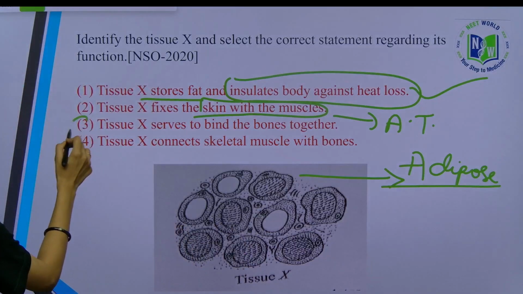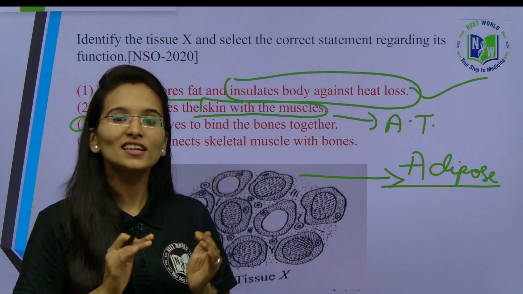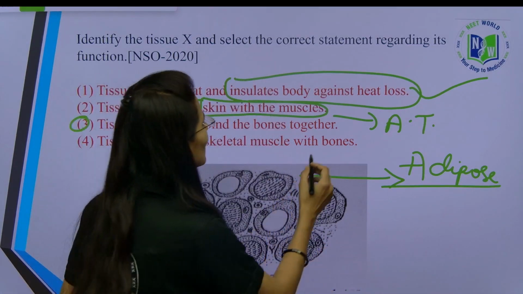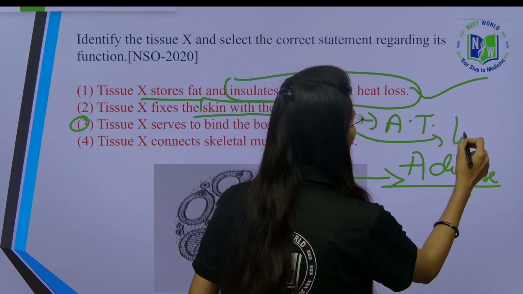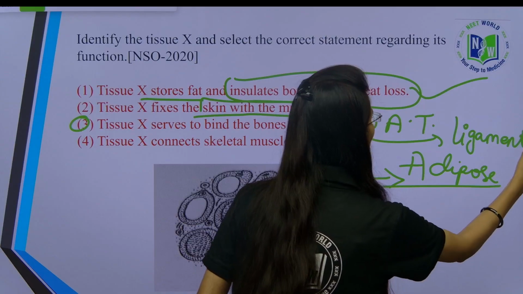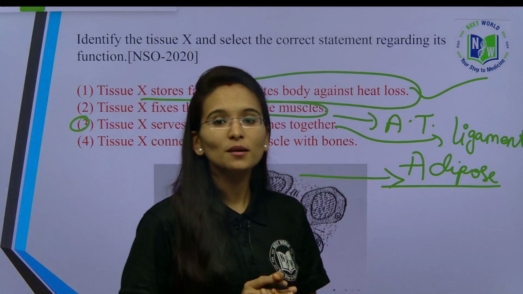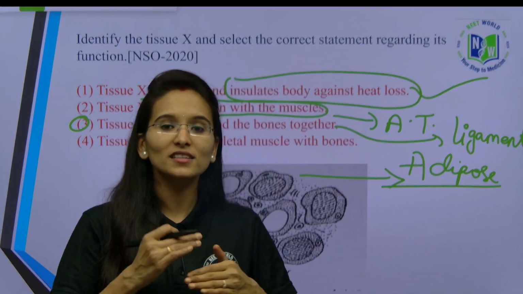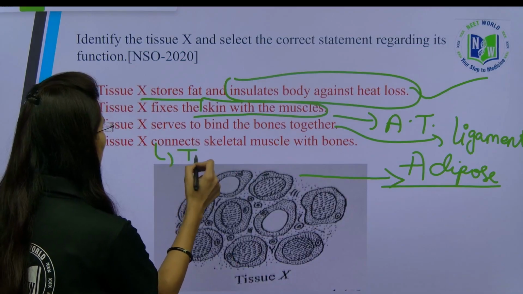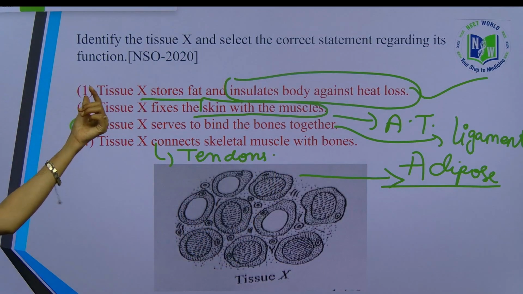And next, coming towards option 3, tissue X serves to bind bone to bone together. When there is a connection between one bone and another bone, we call it a ligament. Yes. And coming towards option 4, tissue X connects the skeletal muscles with the bones. When there is a connection between muscle and bones, we call it tendons. So what is the right option, students? Option 1 is the right option.